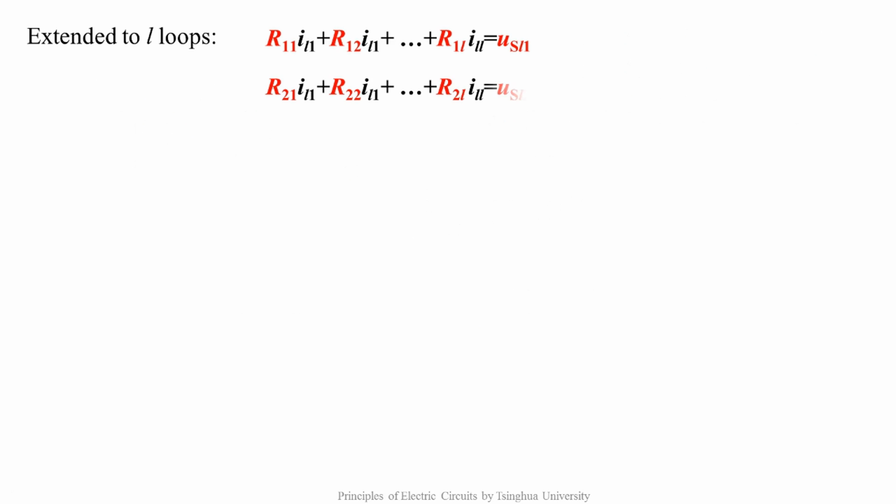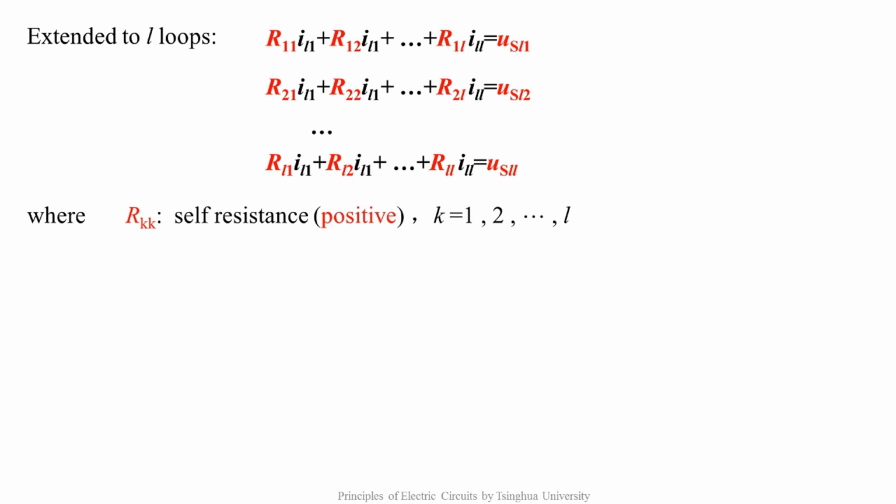This conclusion can be extended to circuits consisting of L independent loops. We write it as a standard form, wherein the diagonal elements RKK, that is R11, R22 until RLL, we call them the self-resistance of loop K. It is always a positive value, which is the sum of all the resistances in loop K. While the non-diagonal element RJK is called the mutual resistance of loop J and loop K.